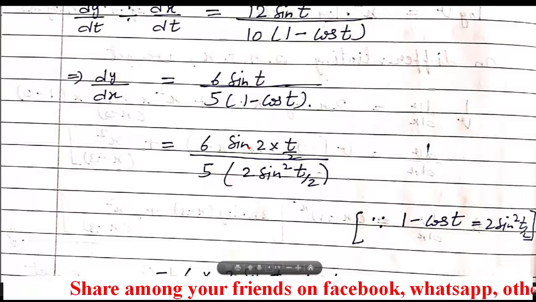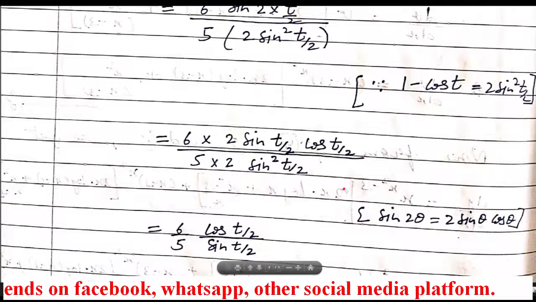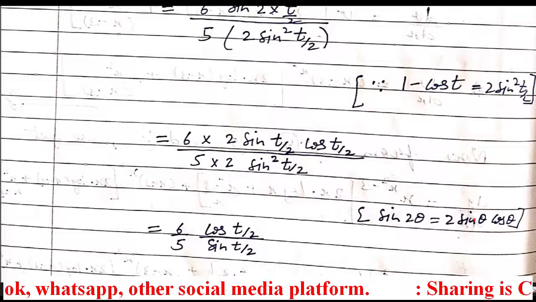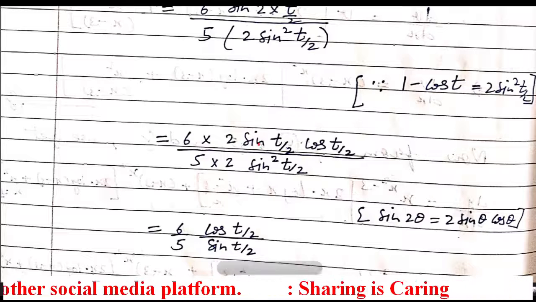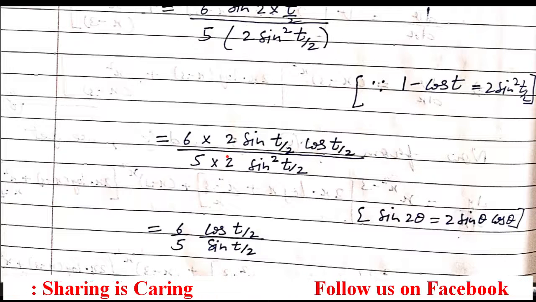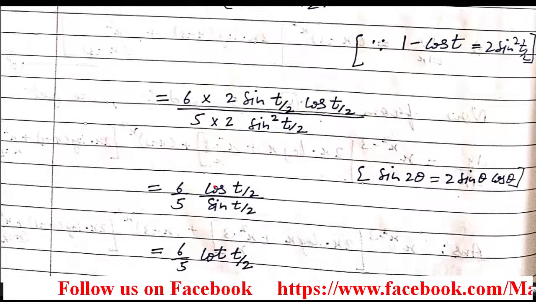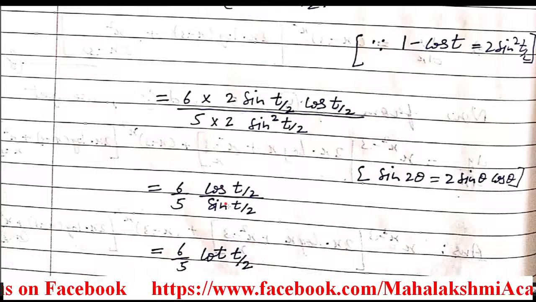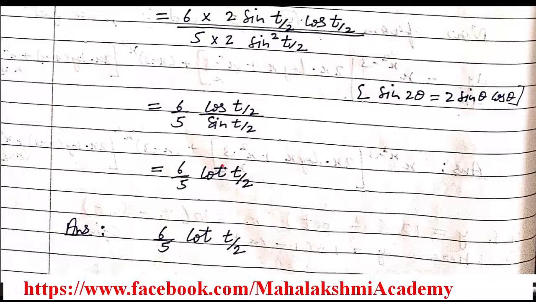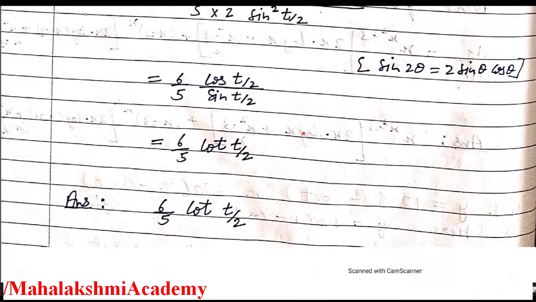Now here the numerator is in the form of sin 2 theta, that is 2 sin theta cos theta. With the help of this formula, it's going to be 2 sin t upon 2 and cos t upon 2. Now this 2 and 2 will get cancelled. Sin t upon 2 and sin t upon 2 will cancel. So we remain with cos and sin. Cos upon sin is cot. So that's our answer.